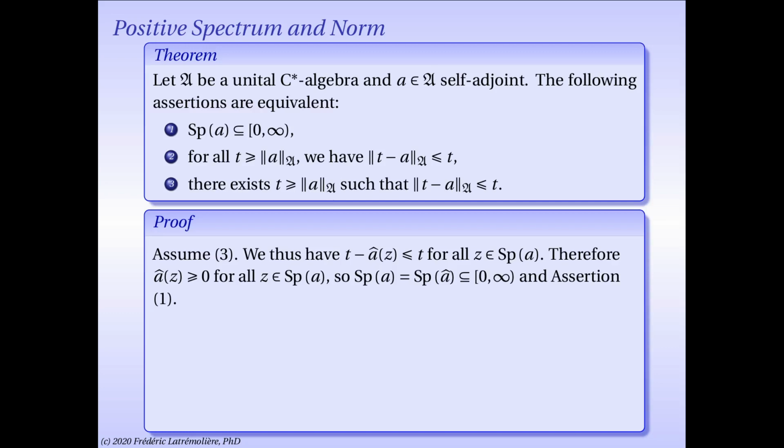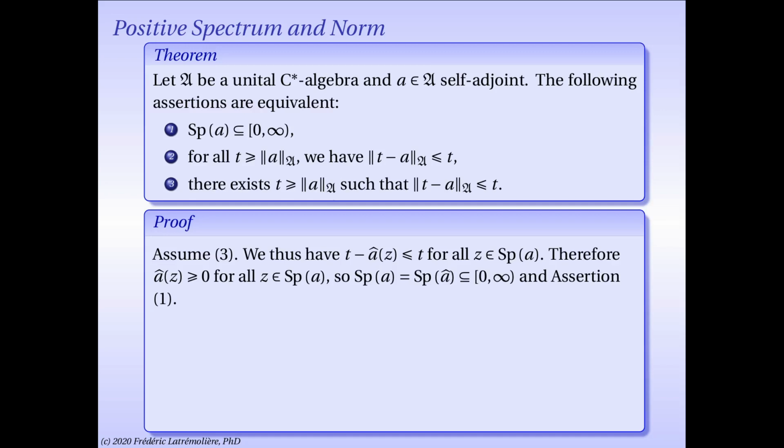Just as before, I'm going to work with the Gelfand transform on the C-star algebra generated by A and the unit. My assumption that the norm of t minus A is less or equal than t translates, again using the isometric property of the Gelfand transform, to the norm of the Gelfand transform of t minus A being less or equal than t. And remember, the norm of the Gelfand transform is a supremum norm.